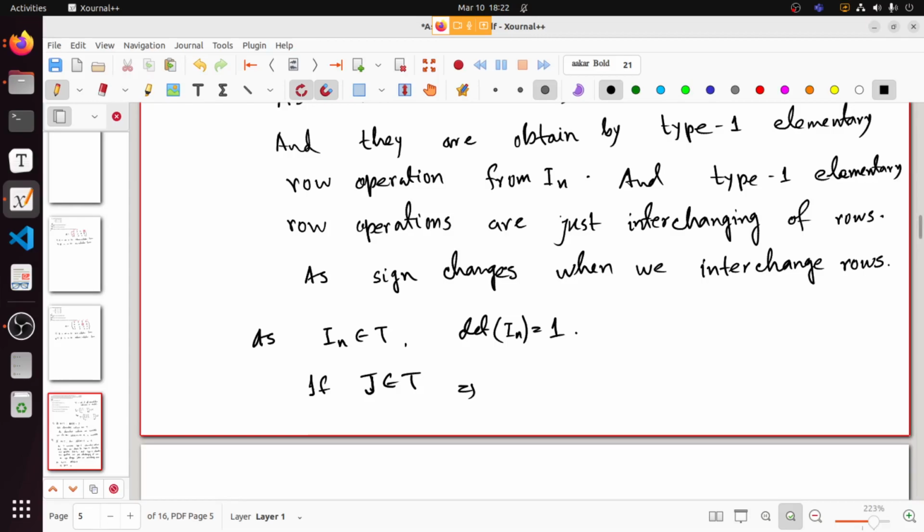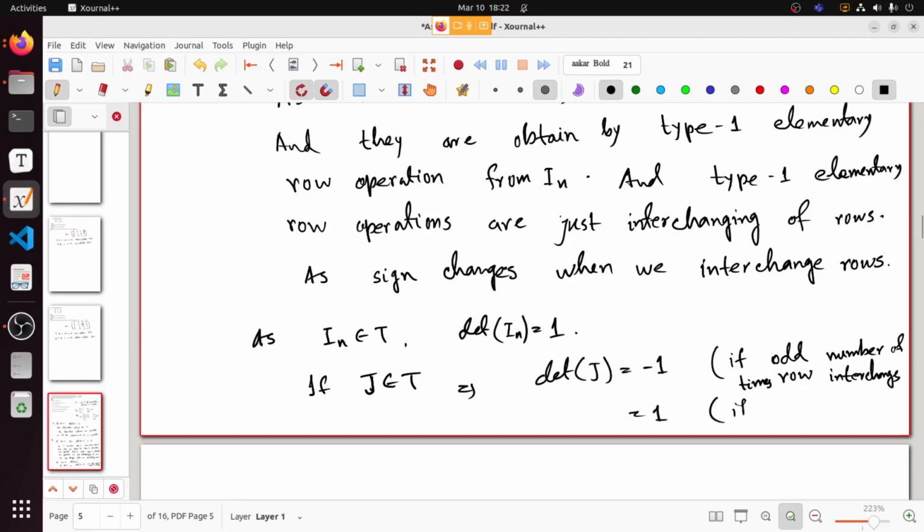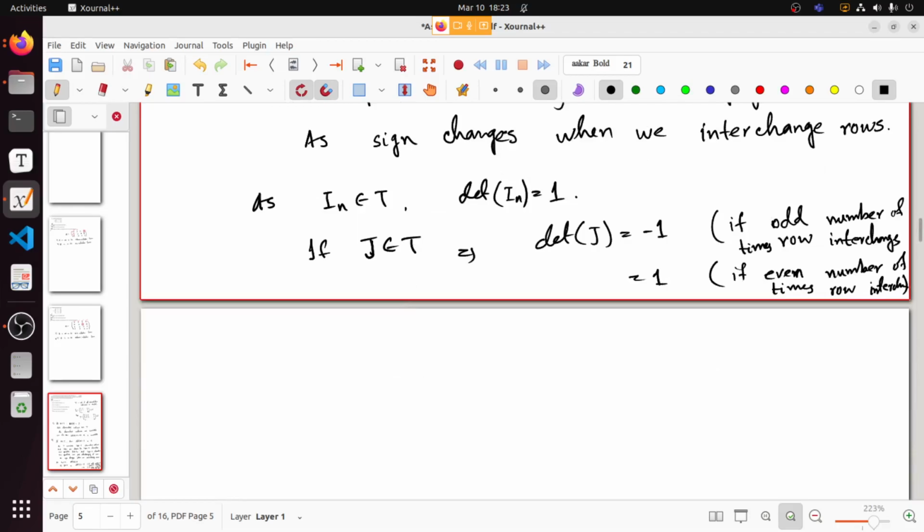So if it is just interchanging rows one time, then the determinant of J will be minus 1 if there is an odd number of row interchanges, and it will be 1 if there is an even number of row interchanges, right? And T also contains the product of the type 1 matrices, right?